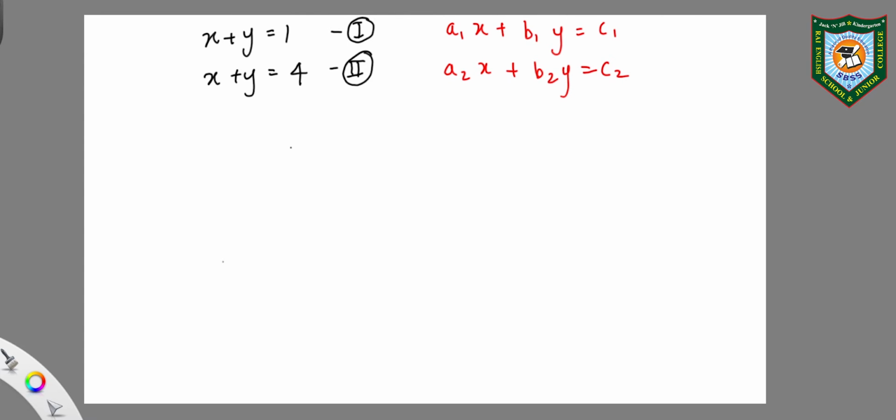Now in this case, a1 by a2 equals b1 by b2. As you can see, a1 is 1, b1 is 1, a2 is 1, b2 is also 1. But this is not equal to c1 by c2. c1 is 1 and c2 is 4. So this ratio is 1 by 4. Therefore, it is not equal to the other two ratios.